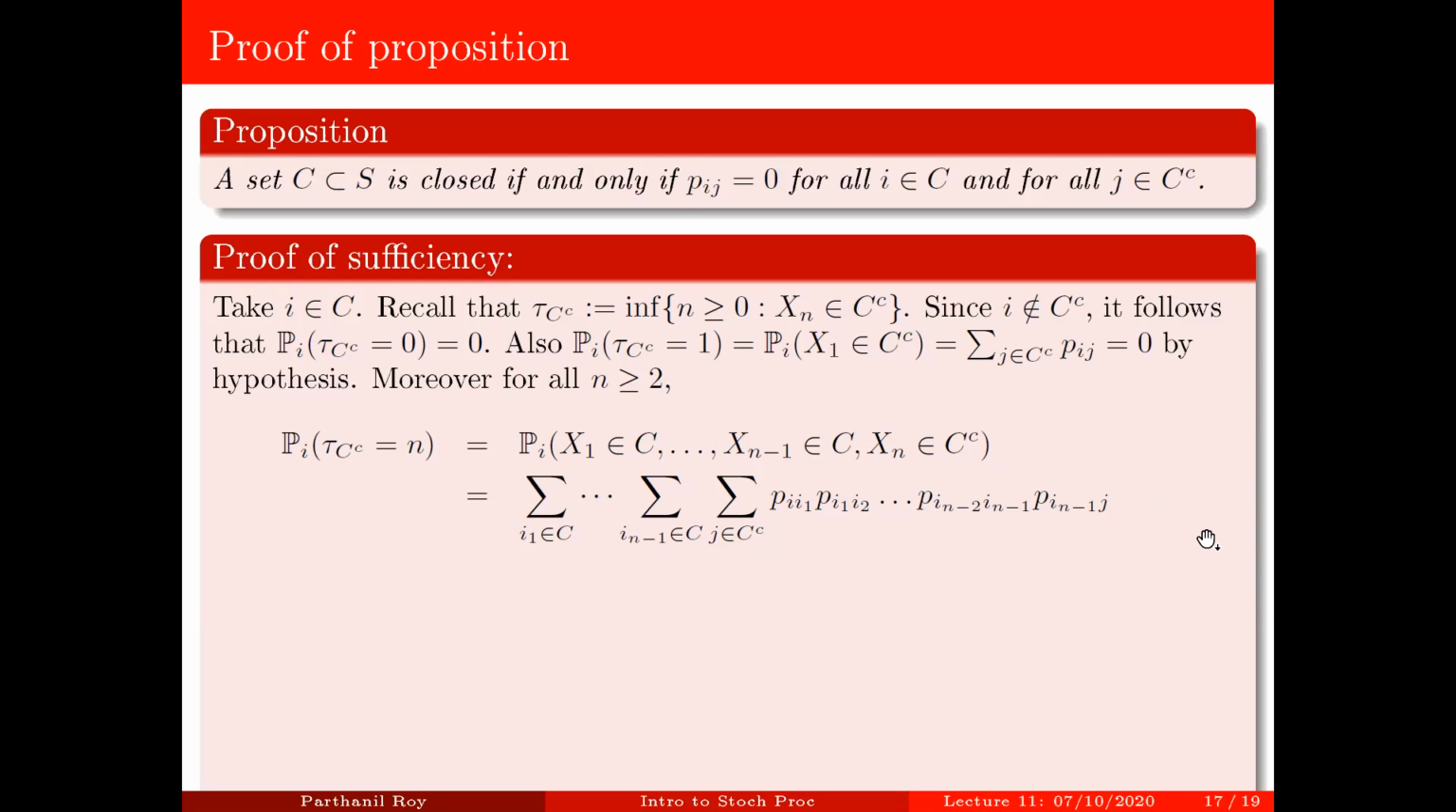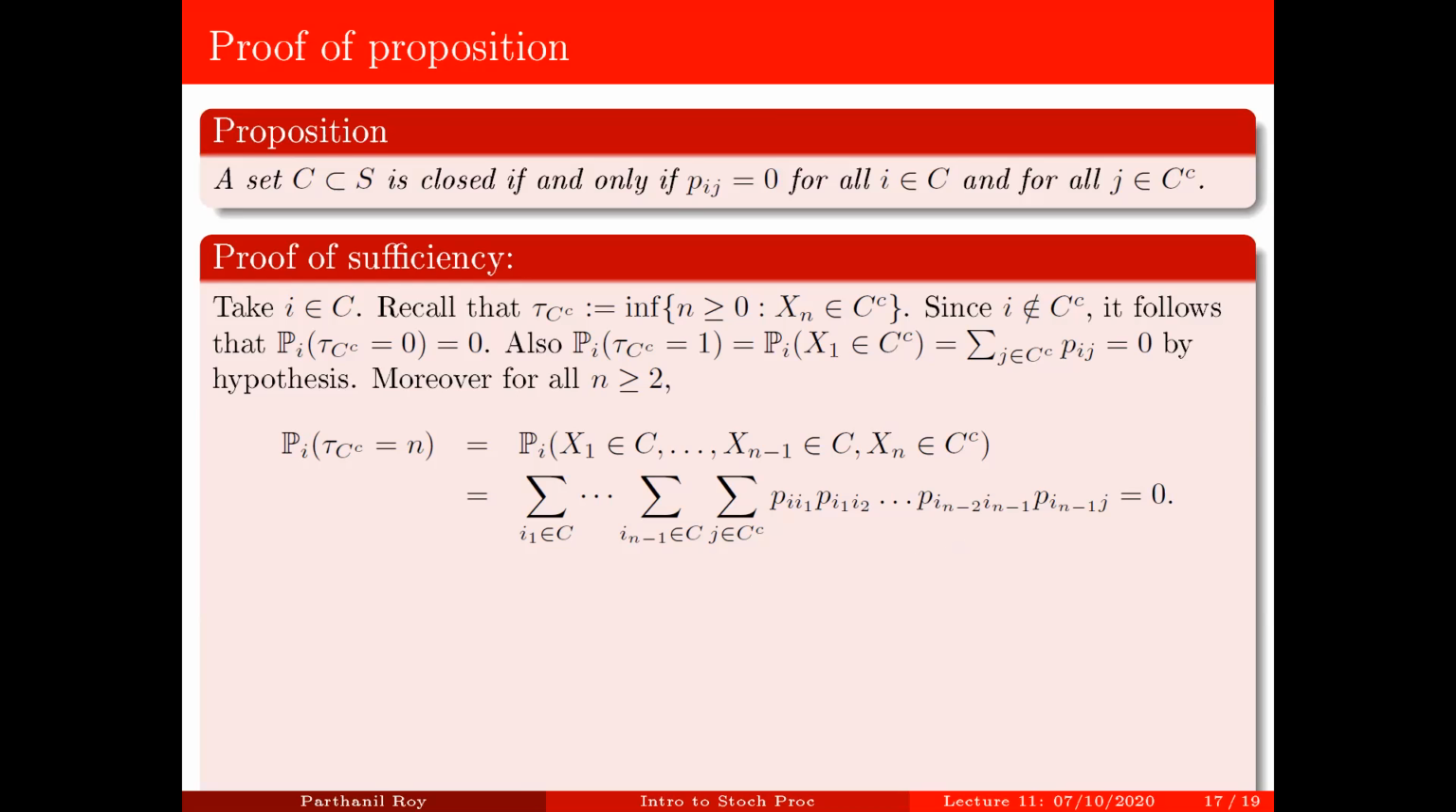Now note that in the sum, what is important is that the last quantity in this sum, i_{n-1}, is running over C. So i_{n-1} is in C and j is in C complement. So therefore, this probability by hypothesis is going to be 0. So all the terms become 0, and therefore this probability would be 0.